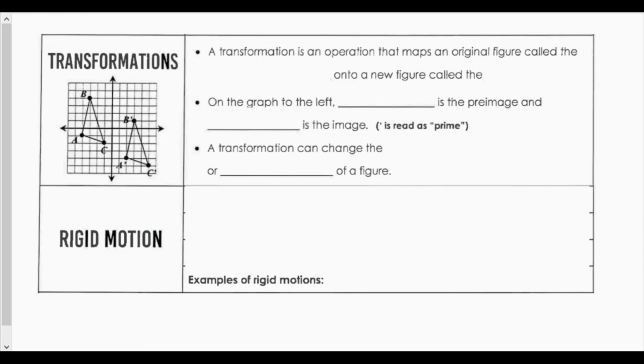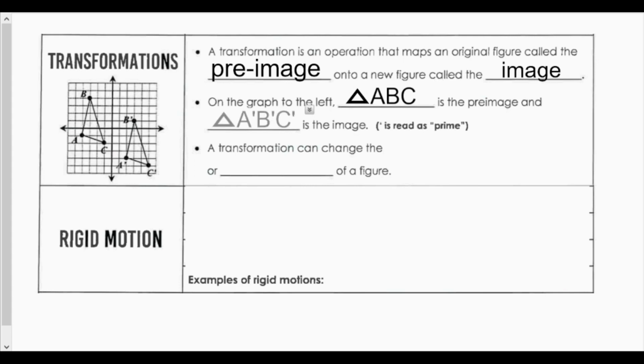Transformations. A transformation is an operation that maps an original figure, which we call the pre-image, onto a new figure, which we call the image. In my figure to the left, I have triangle ABC and then triangle A prime, B prime, C prime. That's the triangle with the apostrophe marks. My triangle ABC without the apostrophe marks is the pre-image, and the image is the one with the apostrophe marks, which we call A prime, B prime, C prime.